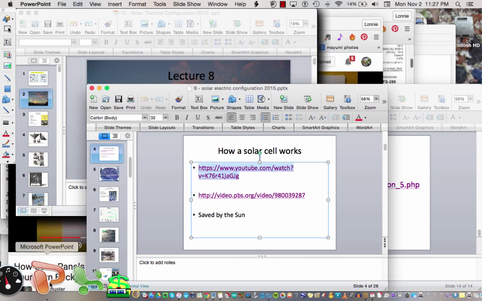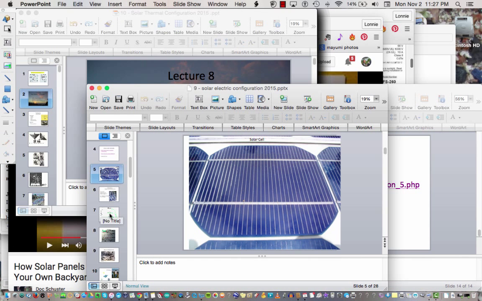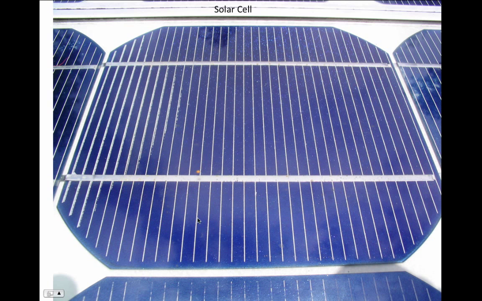Let's go back to our presentation. So here's a solar cell, and you can see the little wires that collect the electrons when the photons from the sun hit this very thin piece of silicon that is doped on one side with an excess of electrons, and on another side with too few electrons. One's the N side, negative, and one's the P side, the absence of electrons, which is positive. So right at that junction, when sunlight hits that junction within this cell, it makes electricity flow.